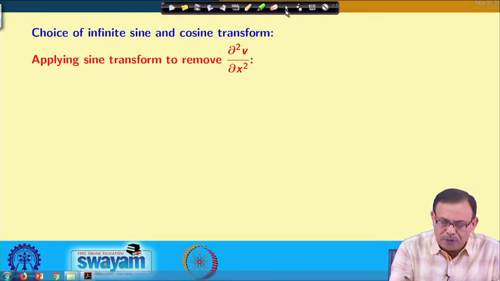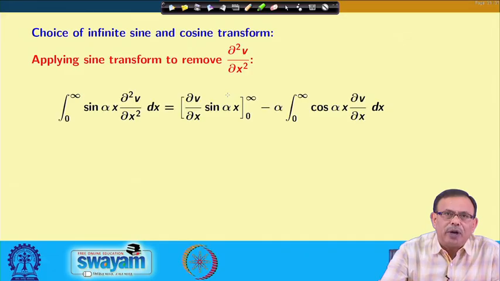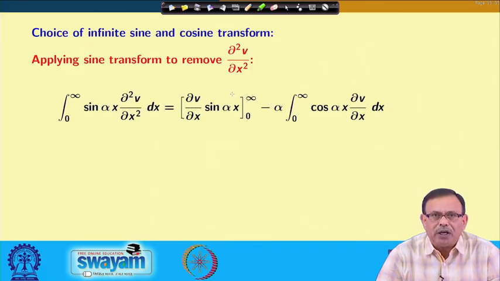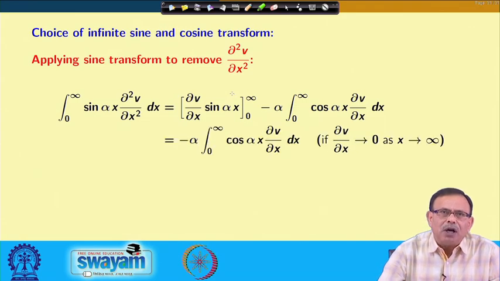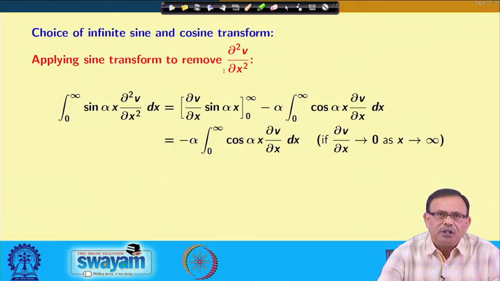If you just see it, for removing del 2 v del x square, I am basically taking 0 to infinity sin alpha x into del 2 v del x square dx. Using integration by parts, I can write down this integral. Now, the first part will vanish only if I know del v del x approaches 0 as x approaches infinity, because for x equals 0 the term vanishes. So here the first condition comes: del v del x approaches 0 as x approaches infinity.